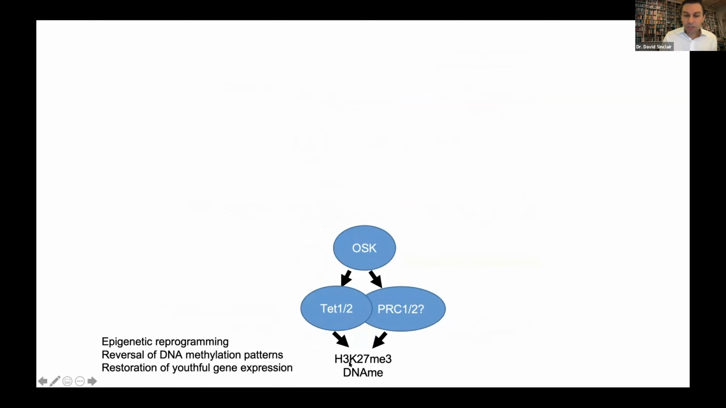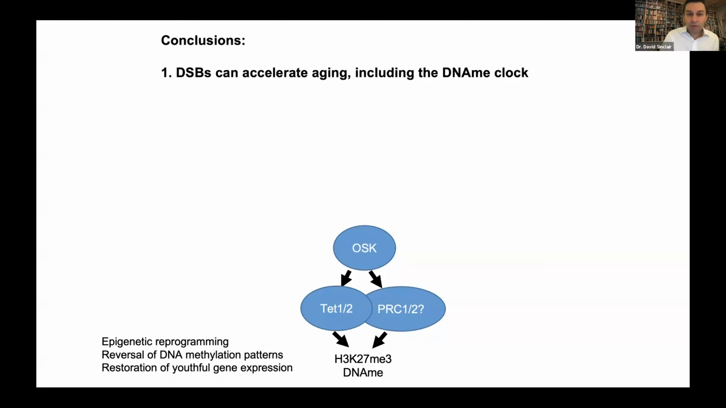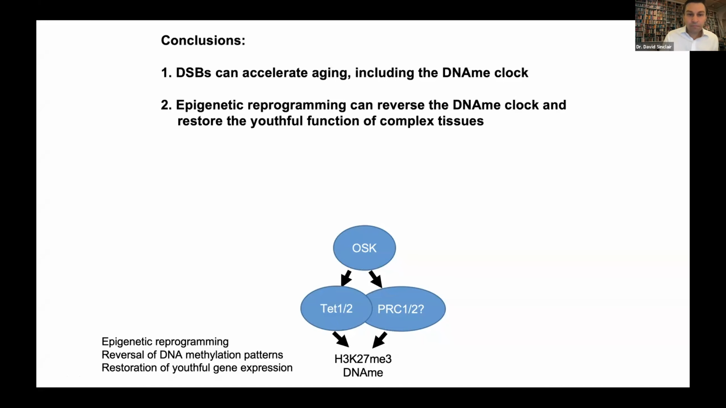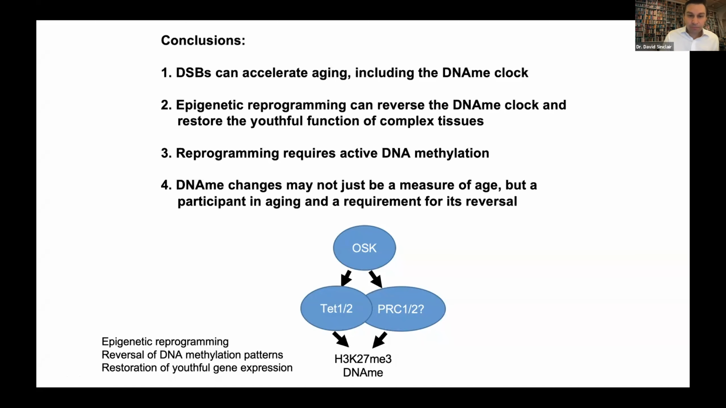These are some of the changes that we see downstream and we're looking at. First, I've told you double-stranded breaks can accelerate aging, including the DNA methylation clock. Epigenetic reprogramming, in this case by O, S, and K, can reverse the clock and restore youthful function of a complex tissue, such as the eye. Reprogramming requires active DNA demethylation. And perhaps this is a supposition, but this points to the possibility that DNA methylation changes may not just be a measure of age, but actually a participant in the aging process and a requirement for the reversal.